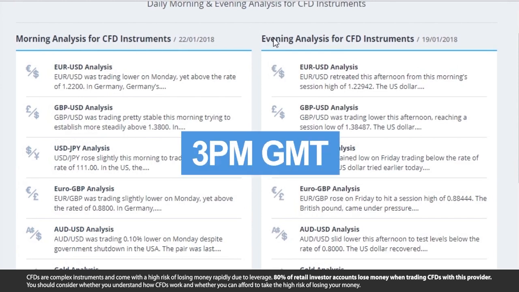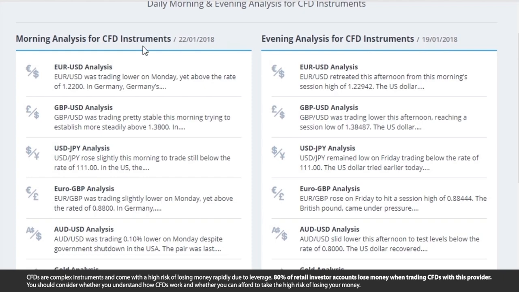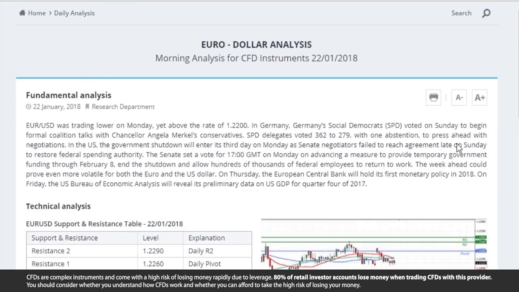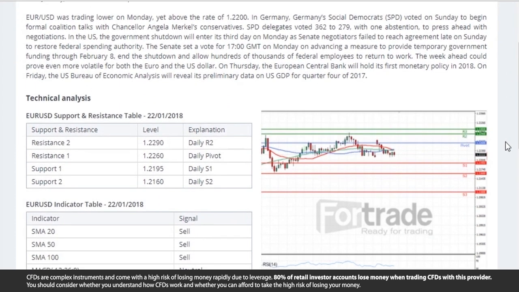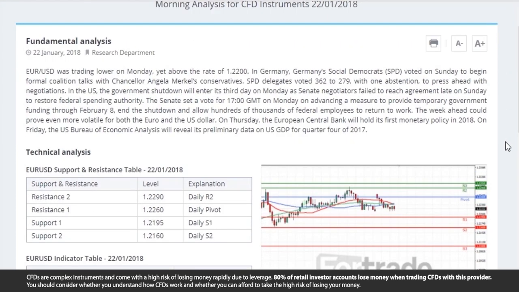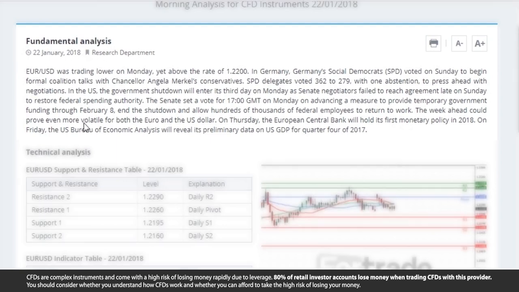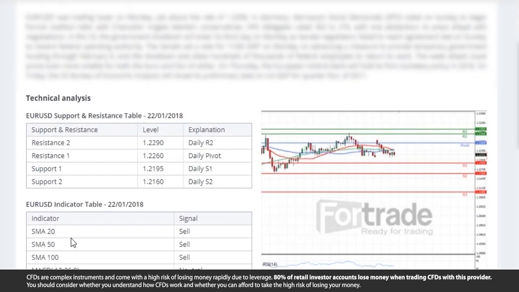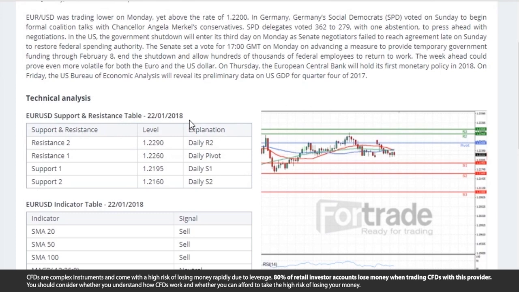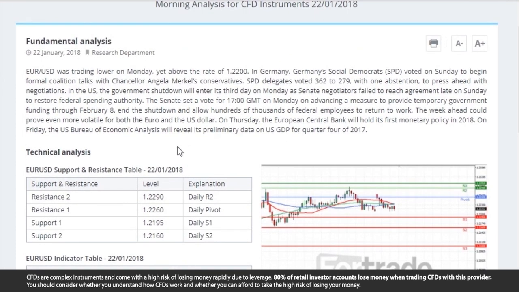By clicking on Morning Analysis for the Euro-Dollar currency pair, we can see our fundamental and technical analysis. The analysis is divided into two main sections. The first is the fundamental part, and the second is technical analysis. Fundamentals are related to an important event that will happen or has occurred previously. It can also relate to economic or other developments that can affect the financial instrument in question.